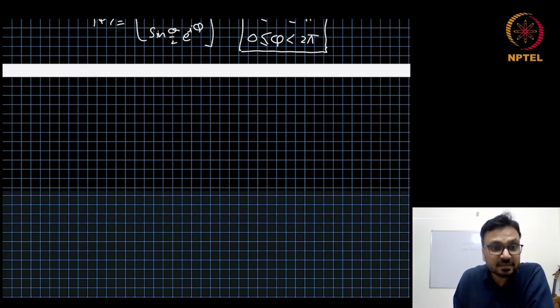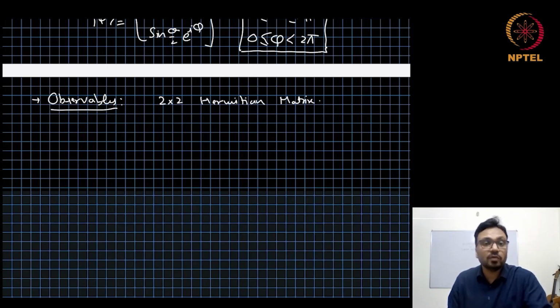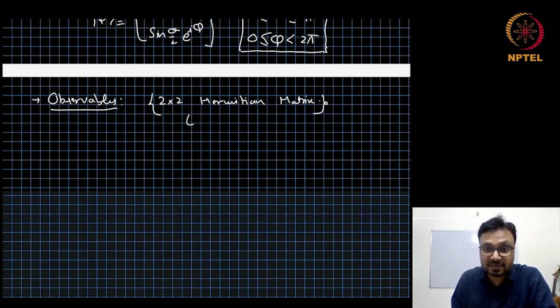This was about states. Now next are the observables. Two by two Hermitian matrices represent the set of all the observables for a two-level system. This set of 2 by 2 Hermitian operators also forms a linear vector space.